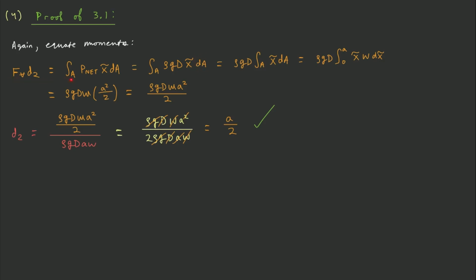If you perform this integral, which is in concept the same integral as we had in the previous slide, you'll find that FV times D2 is equal to the quantity rho g d w A squared over 2. Then solving for D2, you see that D2 is simply equal to A over 2, as we intuited in the previous slide.